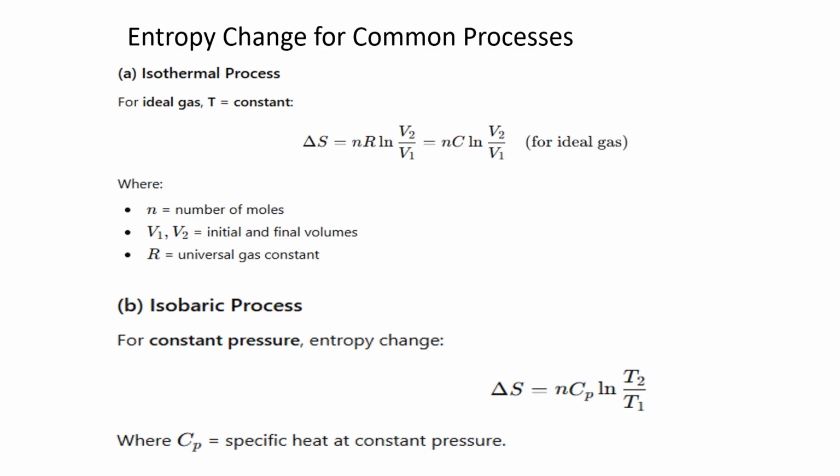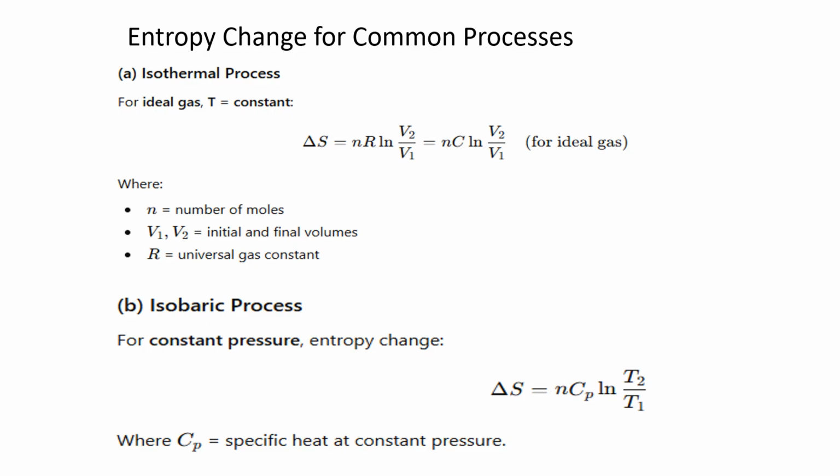Here we'll find the entropy change for common processes. Isothermal process, for ideal gas, T is constant. So delta S is equal to nR natural log of V2 by V1, which is also equal to nC natural log of V2 by V1 for ideal gas, where n is the number of moles, V1, V2 is the initial and final volumes, and R is the universal gas constant.